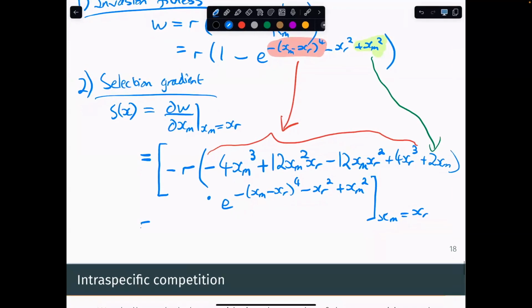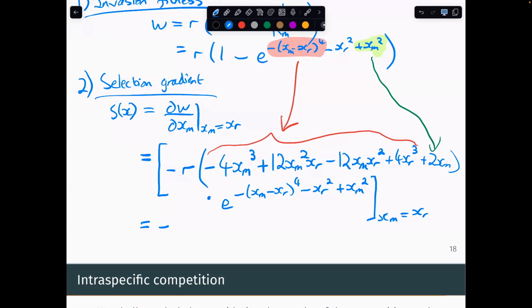So we can simplify this. If we substitute in xm is equal to xr, note again, when xm is equal to xr, this term to the power of 4 is going to go to 0. We're going to have a minus xr and a plus xr, both of those things squared. So this whole exponent is going to go to e to the 0. In other words, it's going to be 1.